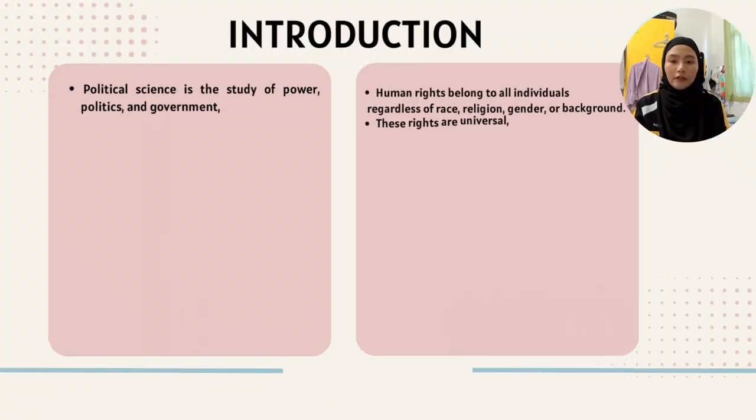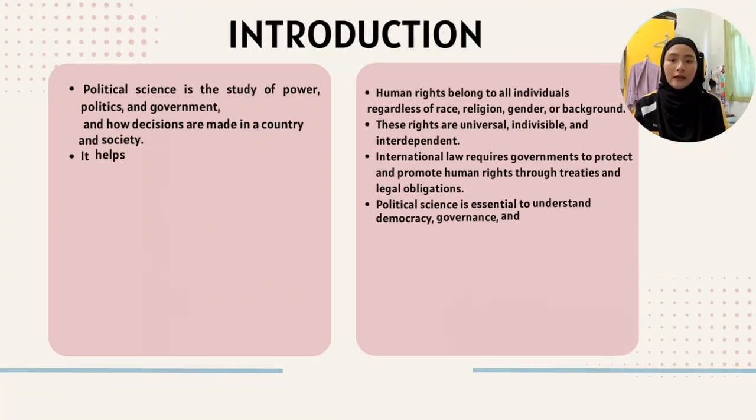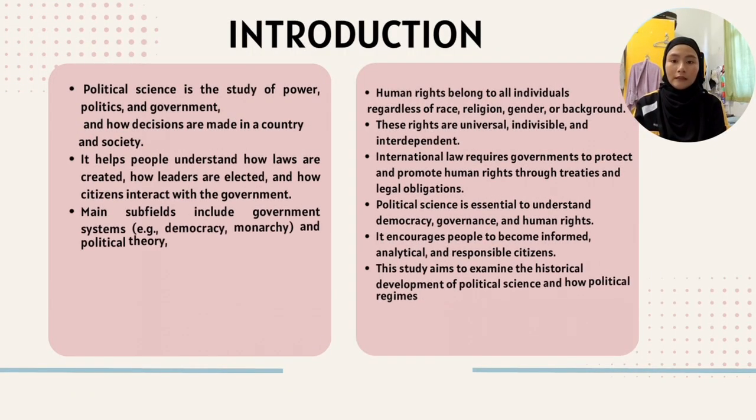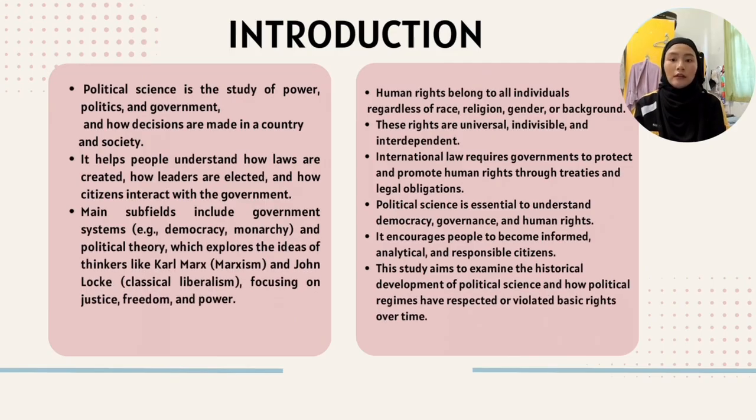Okay, for the introduction, political science is the study of power, politics, and government, and how decisions are made in a country and society. It also helps people to understand how laws are created, how leaders are elected, and how citizens interact with the government. Main subfields include government systems like democracy and monarchy, and political theory, which explores the ideas of thinkers like Karl Marx, Montesquieu, and John Locke.